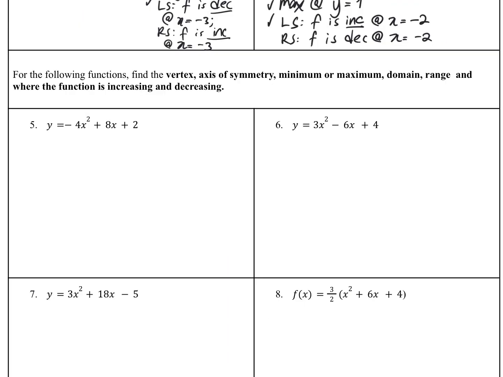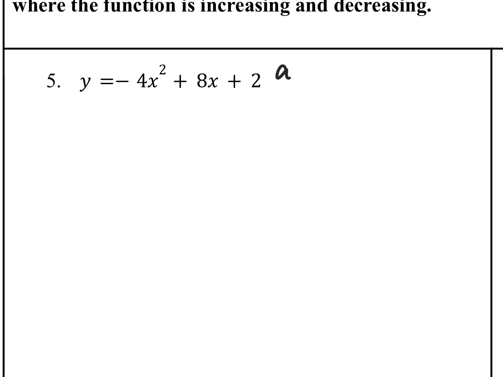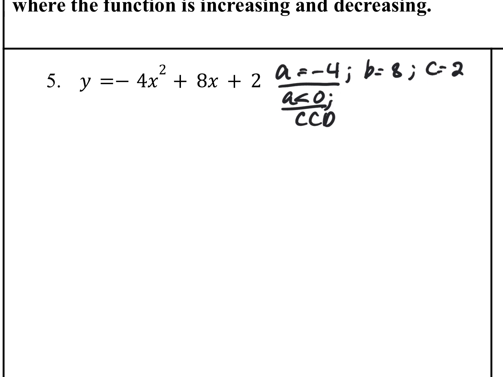Okay, for the following functions, find the vertex, axis of symmetry, minimum or maximum, domain, range, and where the function is increasing and decreasing. Okay, number 5. Let's do number 5. My a here is equal to -4. My b is equal to 8. And my c is equal to 2. Now, what did I notice about my a? My a is less than 0. Therefore, that's going to give me a concave down graph. So if there's a concave down graph, then I am going to have a maximum value.